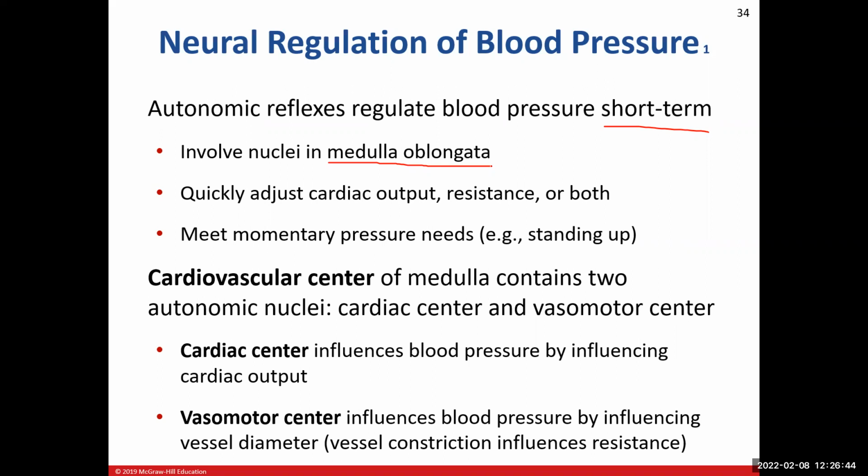One's going to deal with the heart. Here in the cardiovascular center, we can make alterations to our cardiac output, to resistance, or to both of them. The cardiac center is going to influence our blood pressure through what the heart does, through cardiac output. The vasomotor center is going to influence our blood pressure simply by altering the diameter of the blood vessels, either through constriction or dilation.